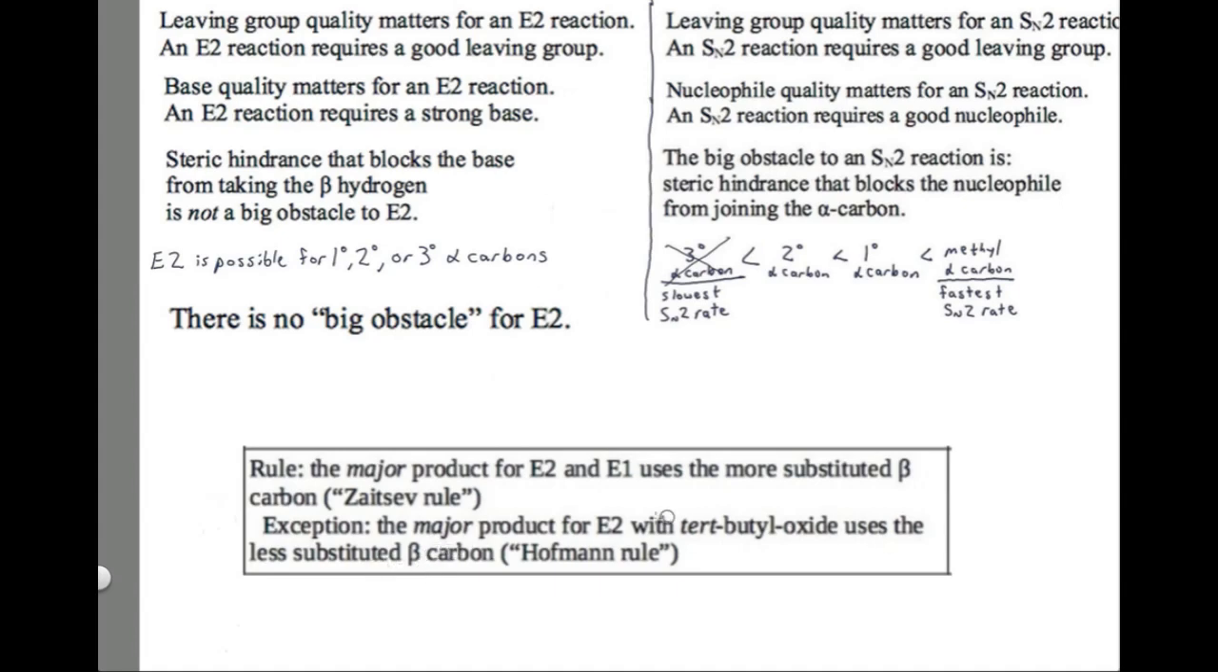So notice that this is a case where steric hindrance is a factor in E2. We would say steric hindrance is not a big obstacle to E2. Steric hindrance is not as big a factor in E2 as it is for SN2, but you shouldn't think that steric hindrance can never play a role in E2. The Hofmann rule for tert-butyl oxide is an example where steric hindrance does play a role in determining the outcome, even for E2.